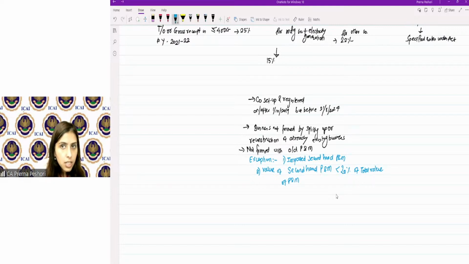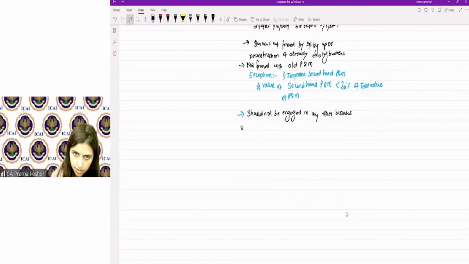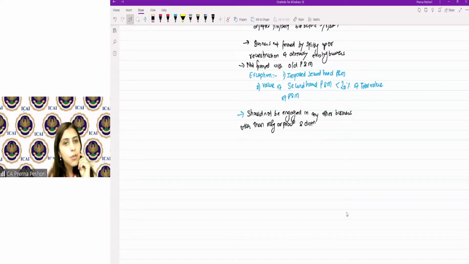So first of all, it is saying that if you want to claim the 15% tax rate, you should not be engaged in any business other than the business of manufacture. Of course, you can have some incidental other income, but that should not be a business income. So the company should not be engaged in any other business other than manufacturing or production and distribution. Are we clear?